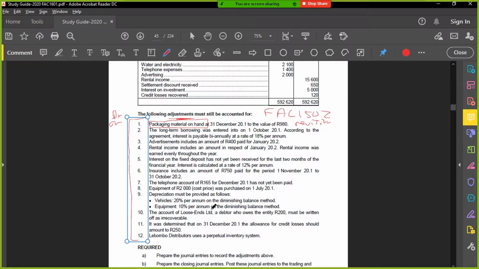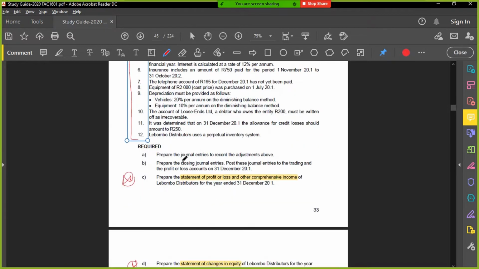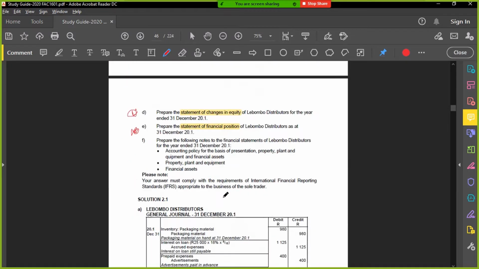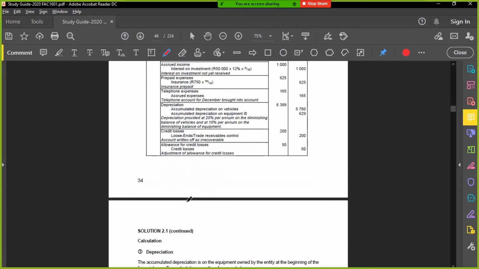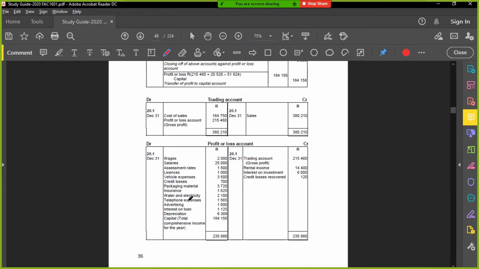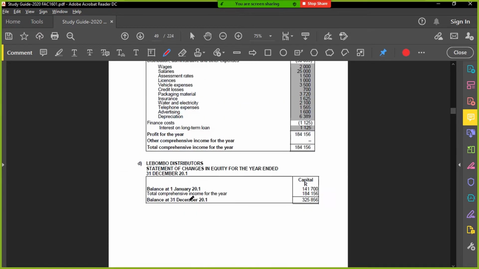So do you want me to do the required, like the journal entries, the closing journal entries? No, don't. The journal entries you can look at because they've done it for you, unless you're struggling with this. The workings they've done here are very good. They're detailed. These are actually the answers. So maybe don't do it for this question. Do it for a question that hasn't given it to you.